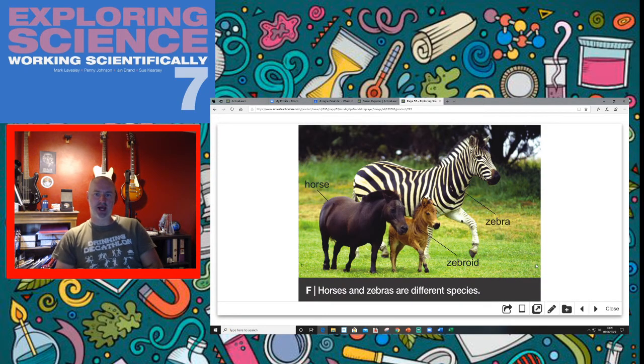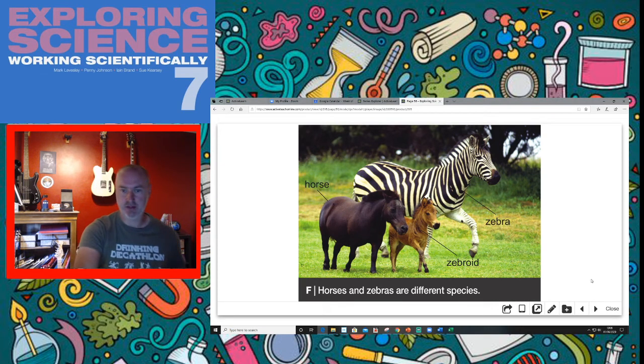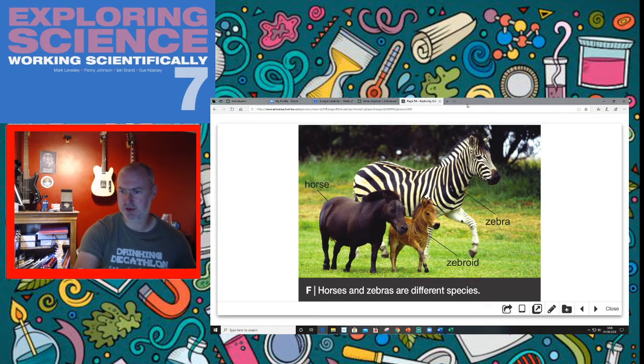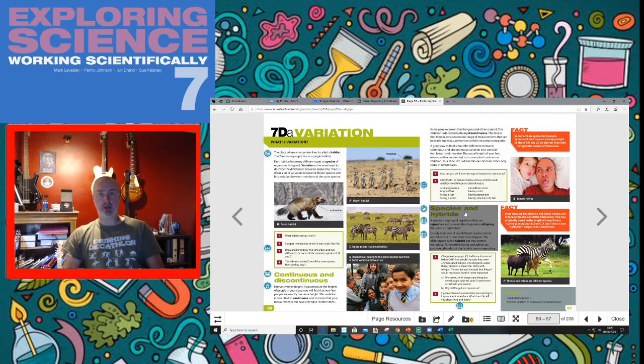So, for example, if I show you the horse and the zebra, they are not part of the same species, but they can breed, and they can produce this little fella here, which we call a zebroid. Now, the thing about a zebroid is it cannot reproduce itself. It's not fertile. So a horse and zebra, although they can reproduce together, are not classed as being the same species, because their offspring are infertile. And I think also a horse and a donkey can reproduce and create a mule, which again will be infertile. It won't be able to reproduce.